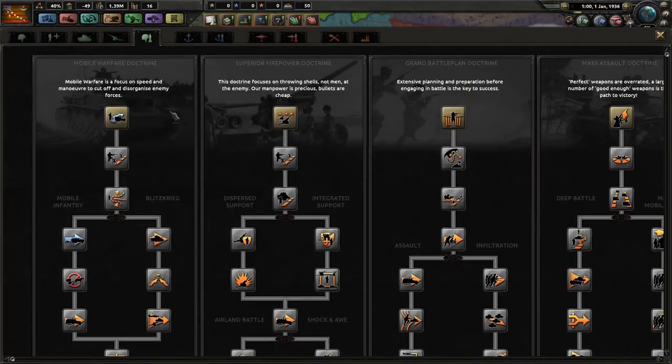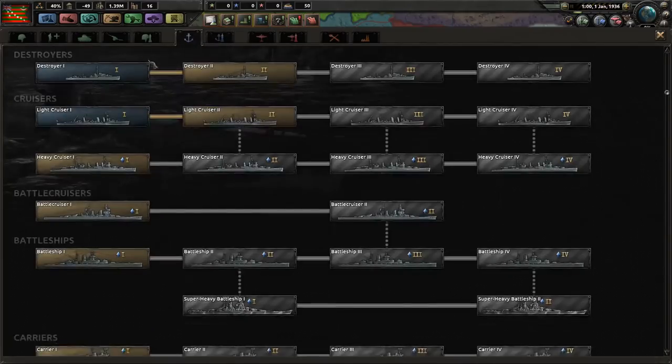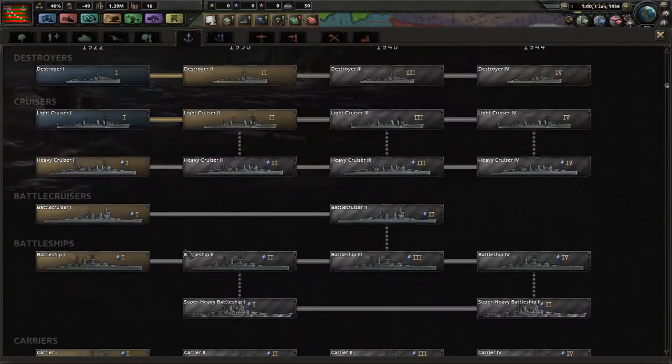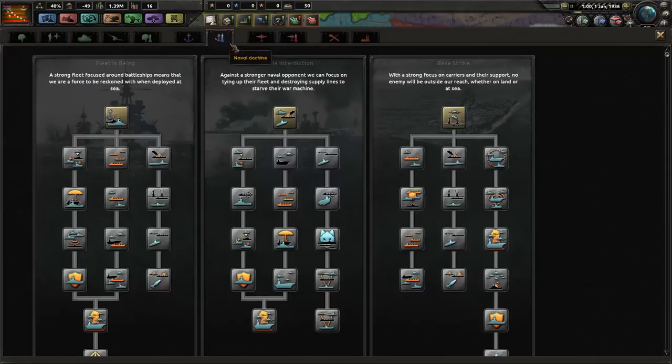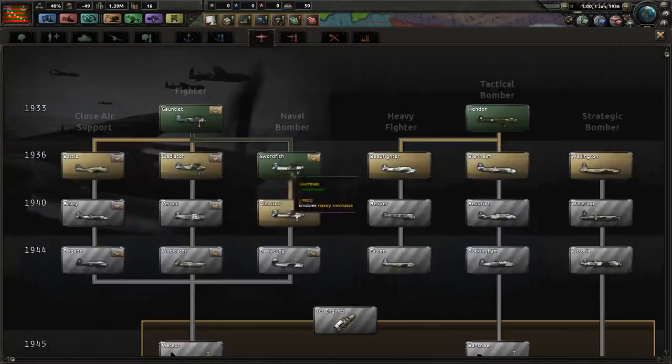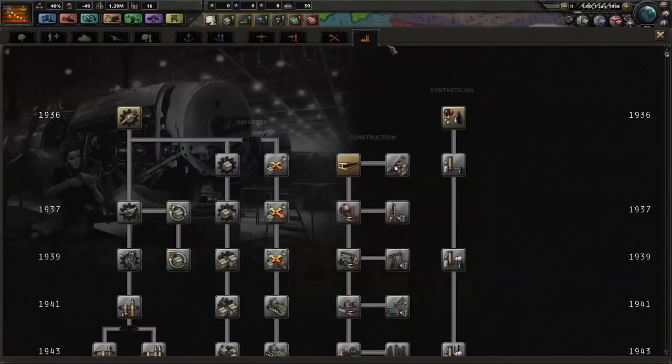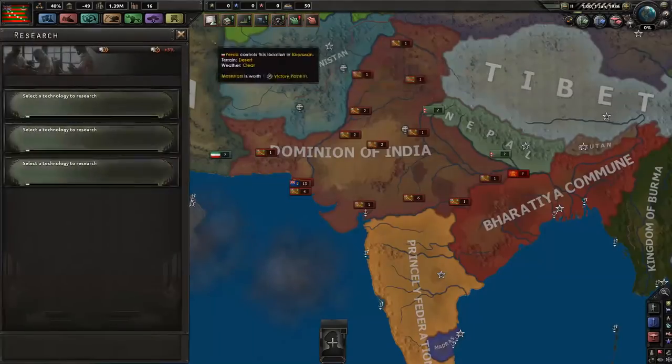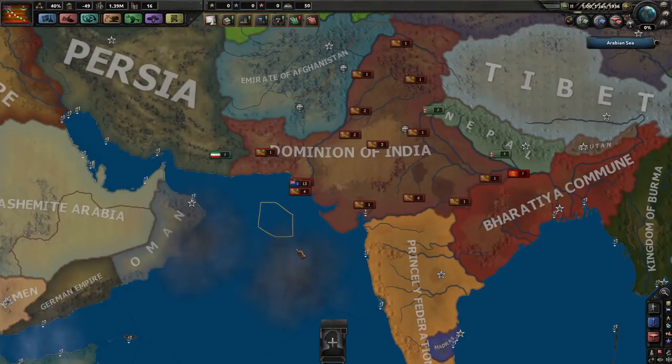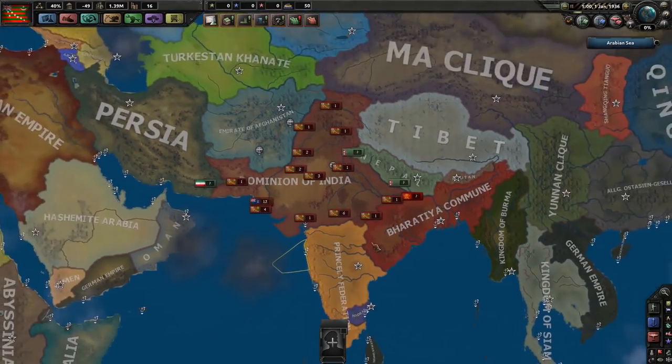You have no predetermined land doctrine. Very little in the way of naval stuff. But you do have a couple things researched. What was it? You have naval bombers. And yeah, that was it. That's it. So you don't have a lot going for you. You're not like Japan or the German Empire where you start with electronic engineering research or anything like that. So you're very much starting from the bottom, or close to the bottom.